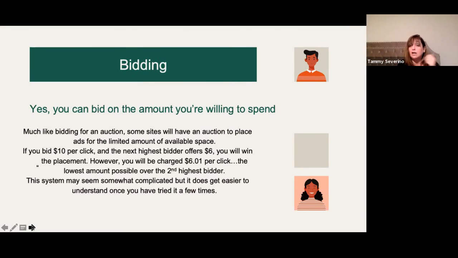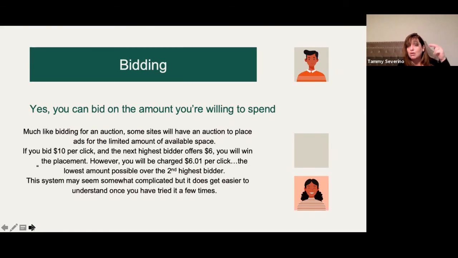So if you bid $1 on something and somebody else bid 99 cents, you only won by a penny, so you're going to pay $1. But if the next highest bidder bids 75 cents, the penny over that, you're going to pay 76 cents for your ad. So bidding is another way to do it.